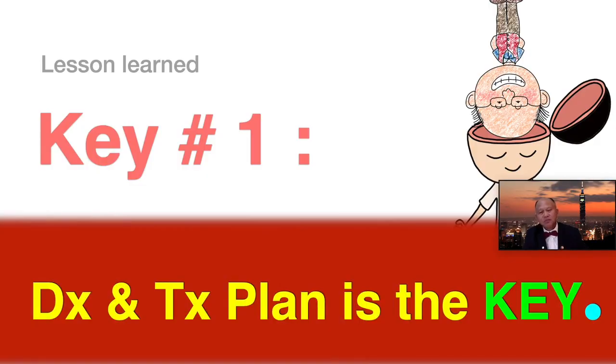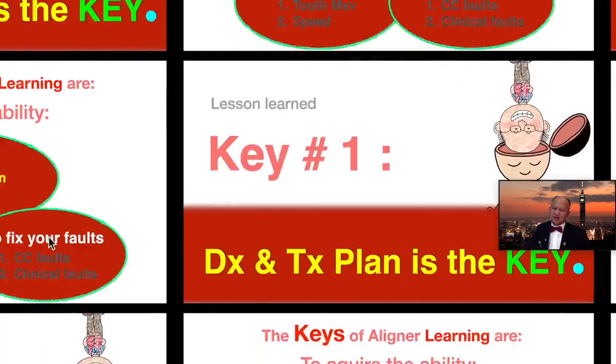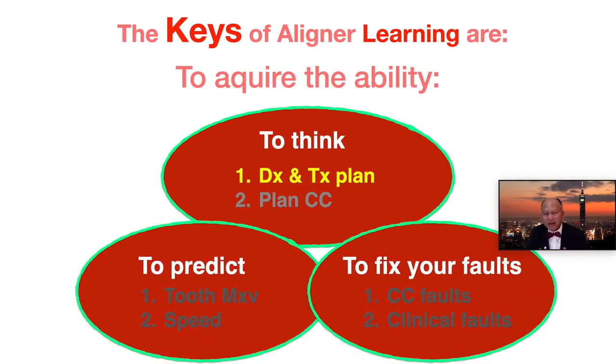Diagnosis and treatment plan is the key, of course. Without precise diagnosis and a reasonable treatment plan, how can you get an effective ClinCheck? That's why the first key of aligner learning has to be to acquire the ability to think through the diagnosis and treatment plan.